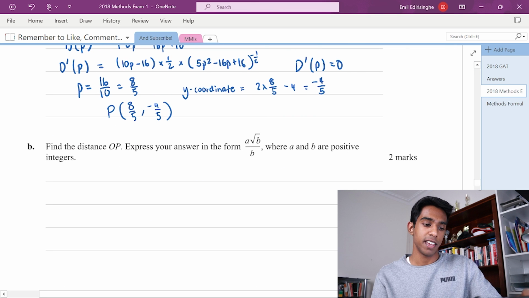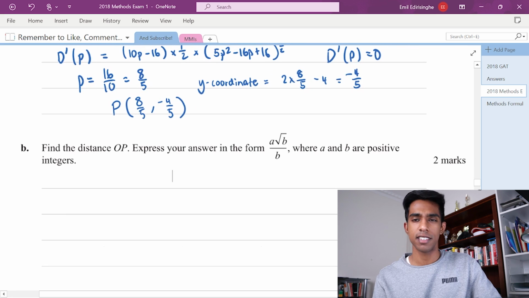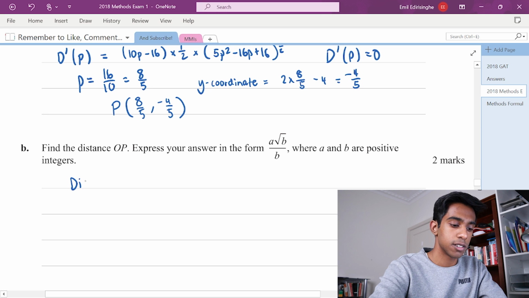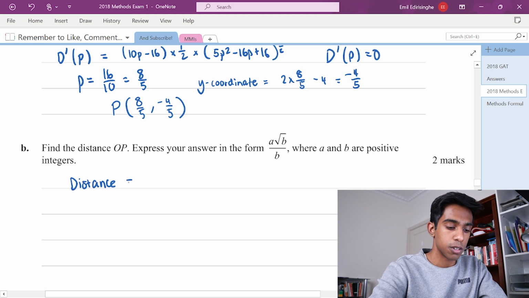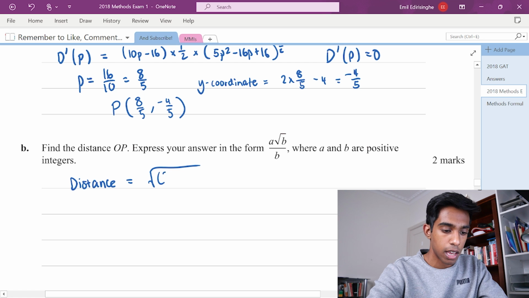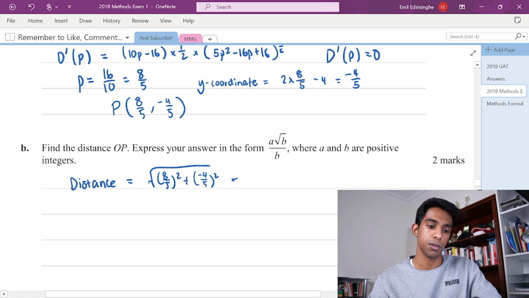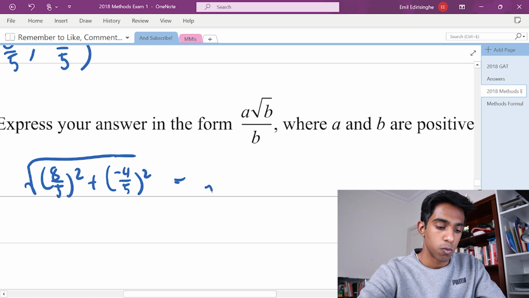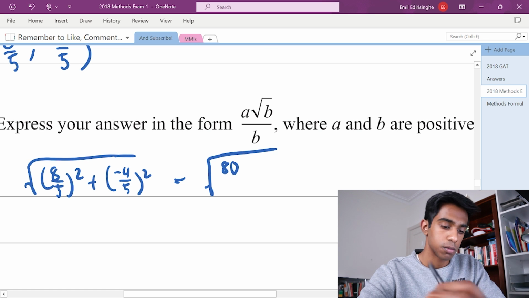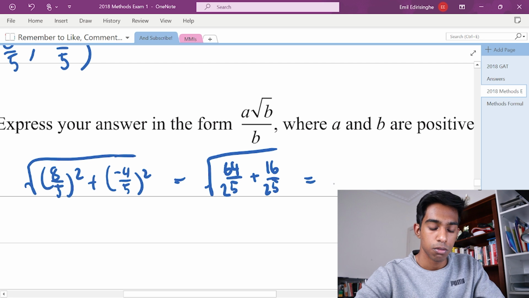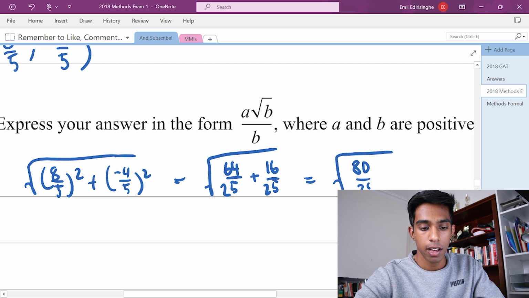Okay, so now we'll move on to part B, and part B asks us to find the distance OP, and this is actually pretty easy now that we have the coordinates of point P. So now we're just going to write the distance formula equals root of 8 on 5 squared plus negative 4 on 5 squared, and this is going to equal root of 64 on 25 plus 16 on 25, which equals root 80 on 25.